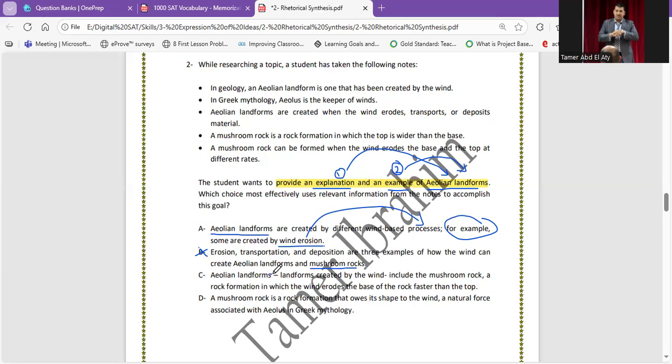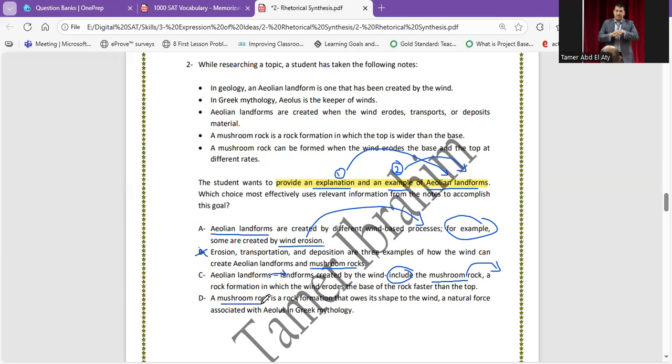Aeolian landforms, what are they? Landforms created by wind include, for example, the mushroom rock. Then he explained what the mushroom rock is: a rock formation in which the wind erodes the base of the rock faster than the top. Maybe. So now I'm between A and C.